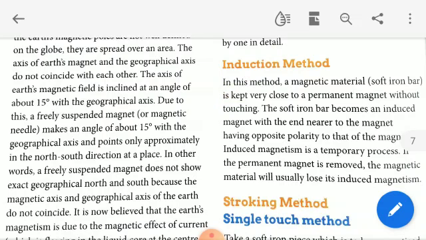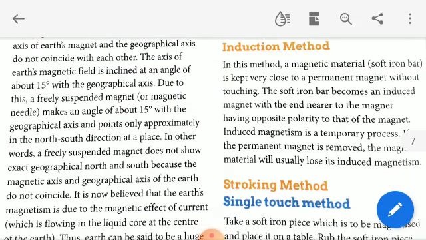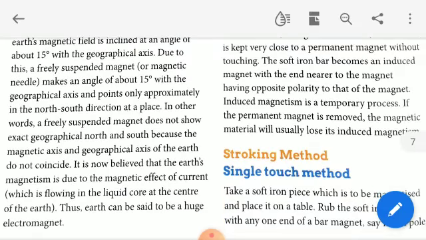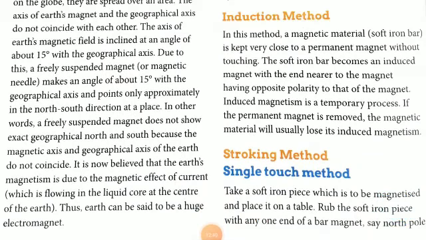So the end of that material which is close to the permanent magnet, the property of magnetism is induced on that end. The soft iron bar becomes an induced magnet with the end nearer to the magnet having opposite polarity to that of the magnet. The point which is near the magnet and inducing magnetism in itself has a polarity totally different from that of the permanent magnet. Induced magnetism is a temporary process. If the permanent magnet is removed, the magnetic material will usually lose its induced magnetism.